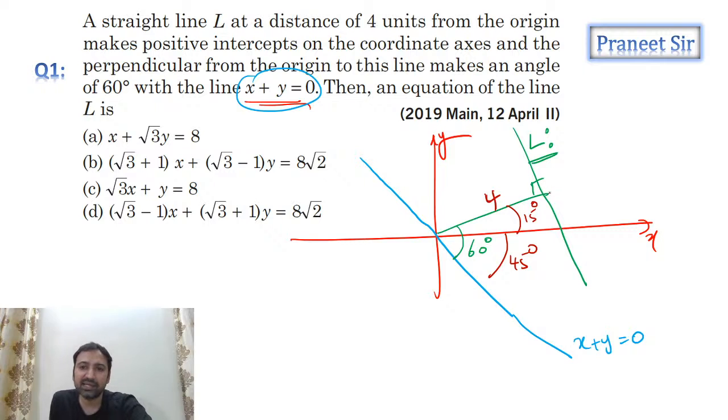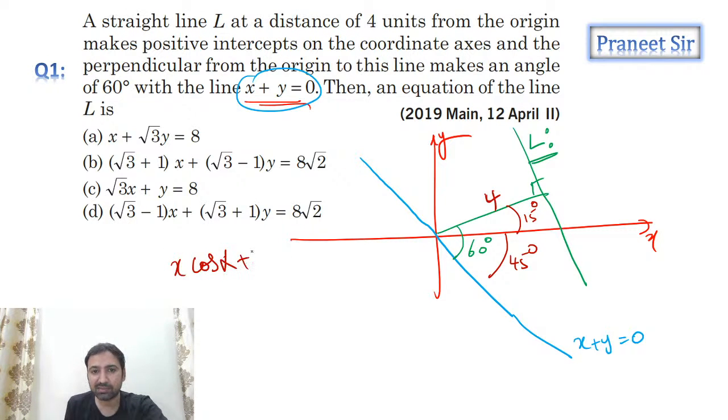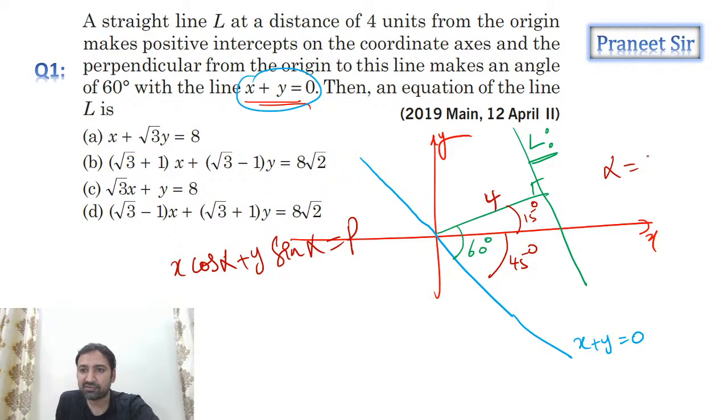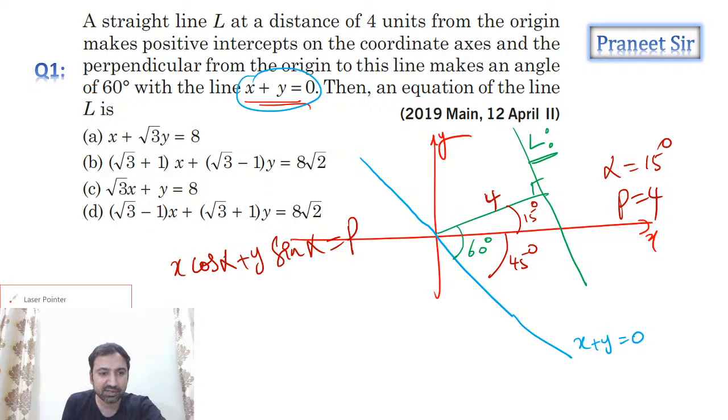So can we make a line equation by using the normal form, guys? What is the normal form? If you know the perpendicular distance from origin to the line, and the normal is making an angle alpha, the required straight line equation is x cos alpha plus y sin alpha equals p. That is the normal form. Alpha is equal to 15 degrees and p is equal to 4. So if you substitute here, we directly get the answer.